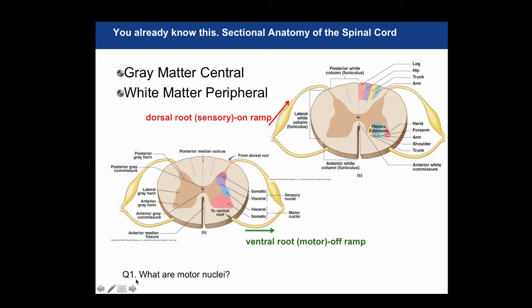What are motor nuclei? Motor nuclei are located in the anterior gray horn and the lateral gray horn. But what are they? How would you classify them? The answer will be given at the end of this presentation. I'll give you about 10 seconds to answer. It's okay to talk to someone. This doesn't have to be a private sort of a quiz.